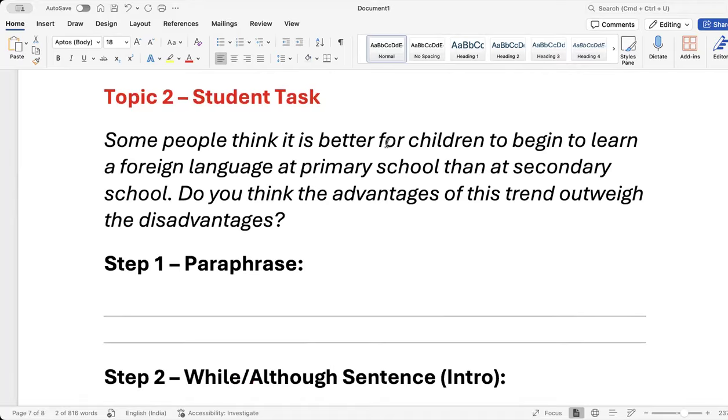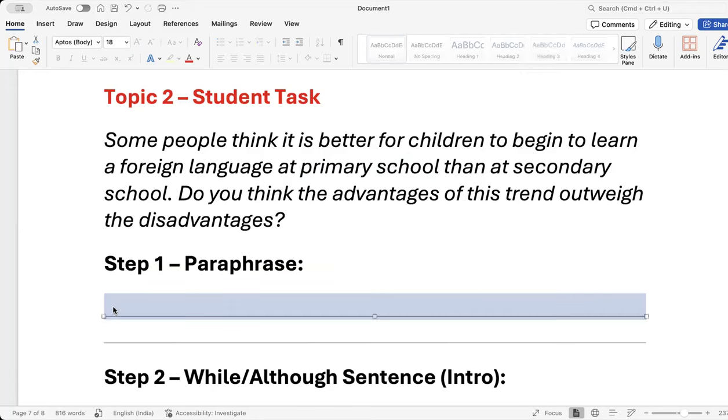So some people think it is better for children to begin to learn a foreign language at primary school than at secondary school. So the question is, is it better for students learning a foreign language to start at primary school than at secondary school. So the advantages of this trend, the trend is that they're learning at primary school and not at secondary school. That's the trend that the question is mentioning. So we are firstly going to paraphrase the topic and then you're going to write. I'll do one for you.